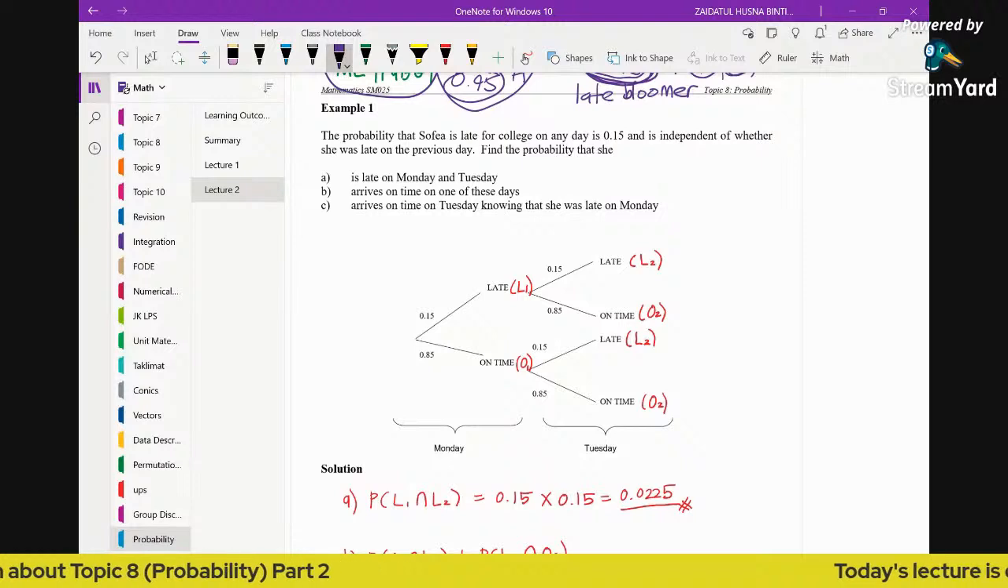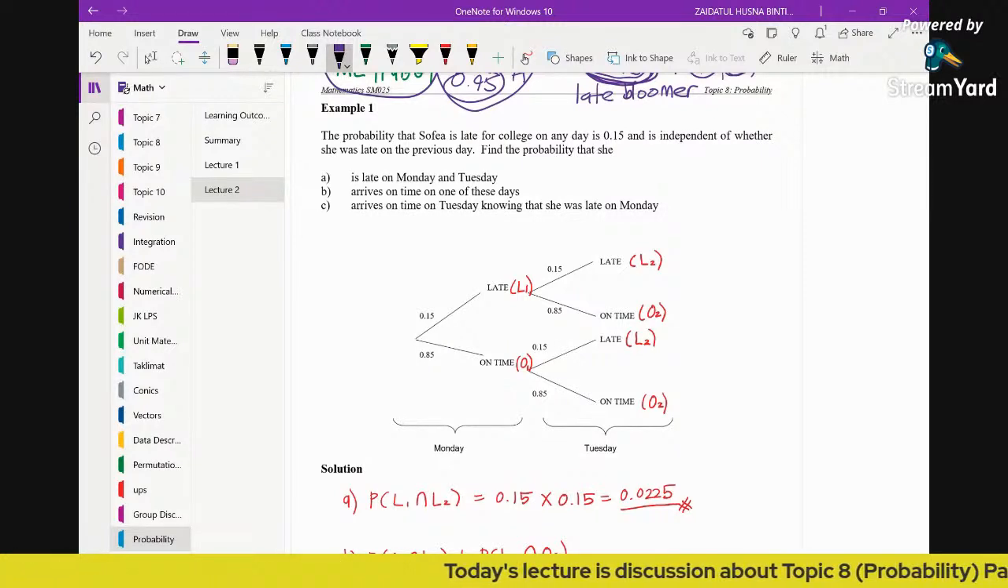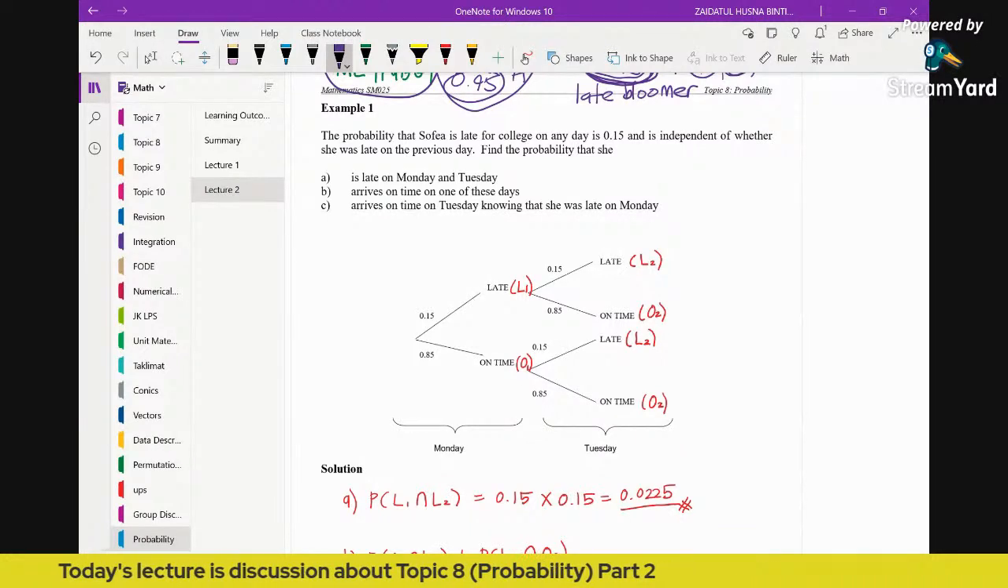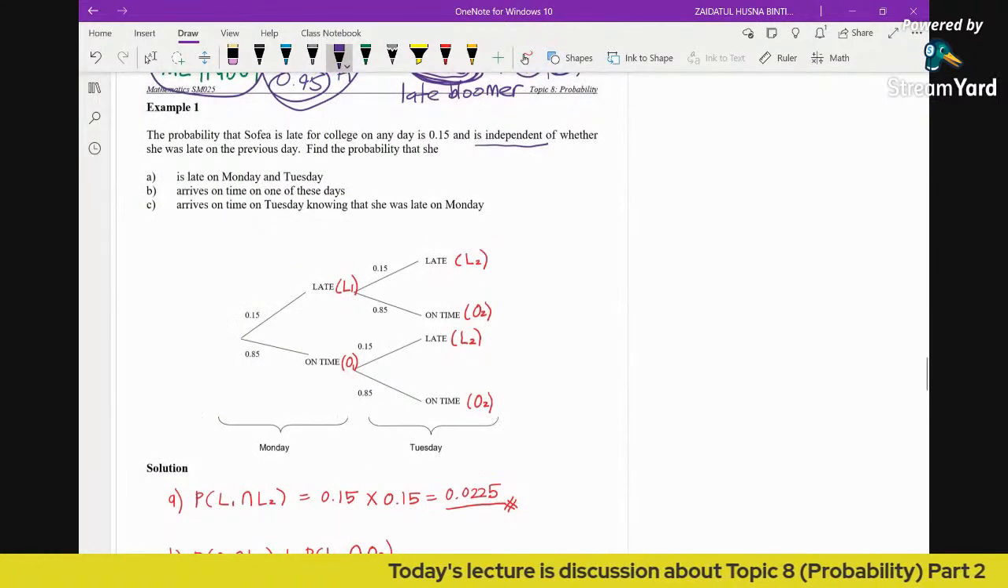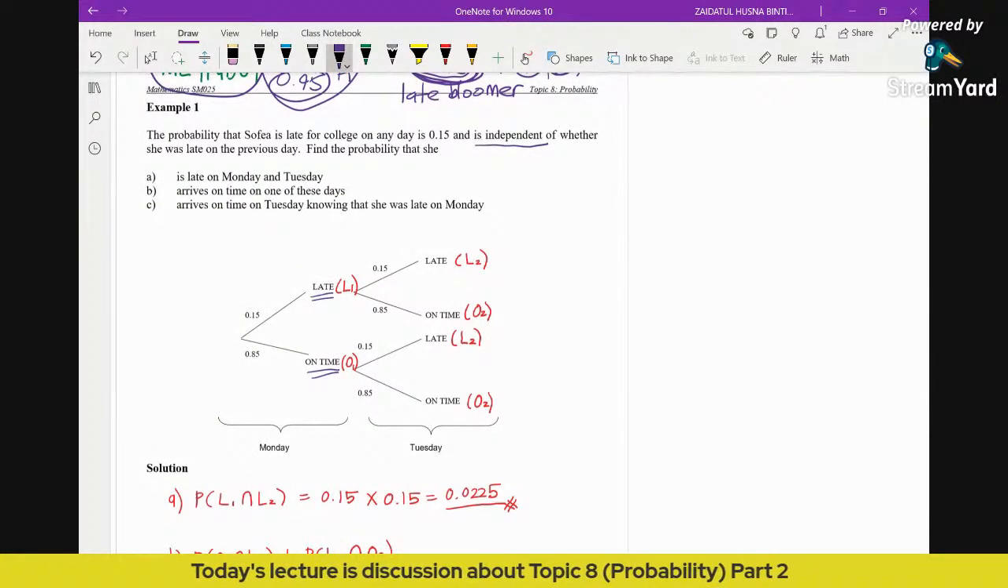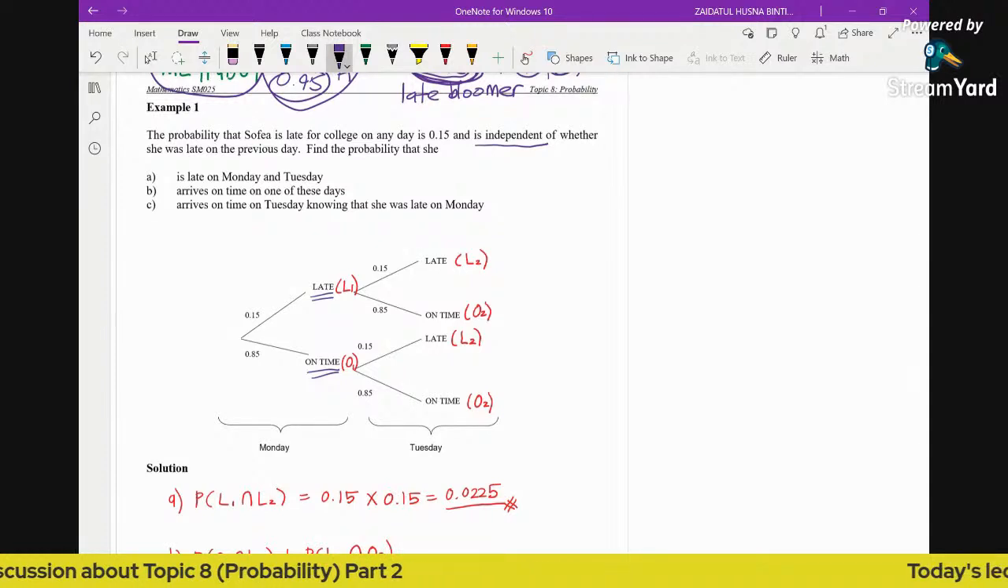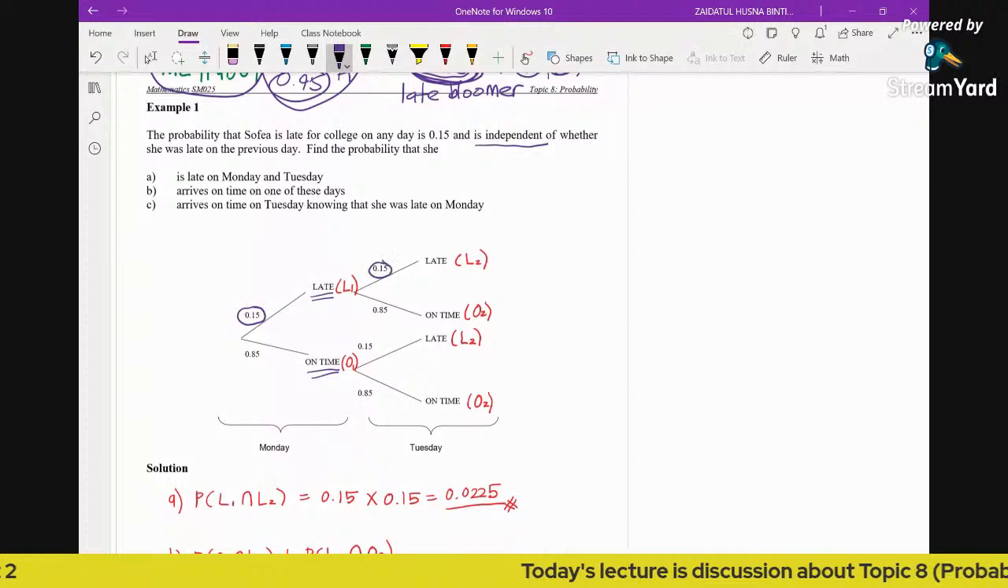Example 1. The probability that Sophia is late for college on any day is 0.15 and is independent of whether she was late on the previous day. So that means the event of getting late on the first day will not have an effect on getting late on the second day. So that is what it meant here, independent. It means the event on the first day doesn't affect the second day. So the probability is going to be the same. The probability of getting late on the first day will be the same as the probability of getting late on the second day.